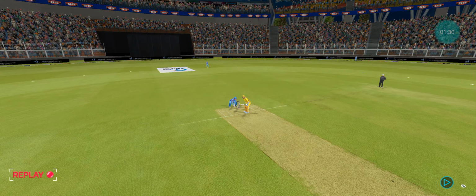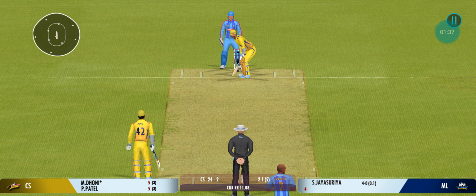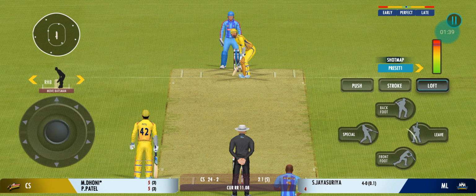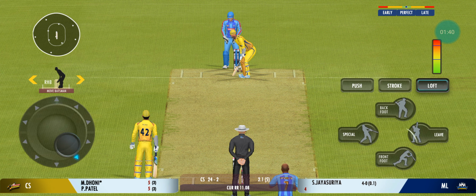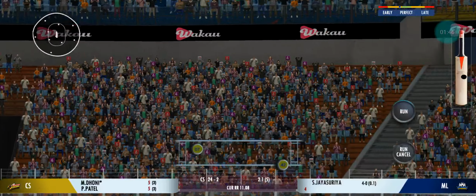Loose ball by the bowler, and he made full use of it. He is now taking on the bowler. Will he go for it again? That's high in the air.